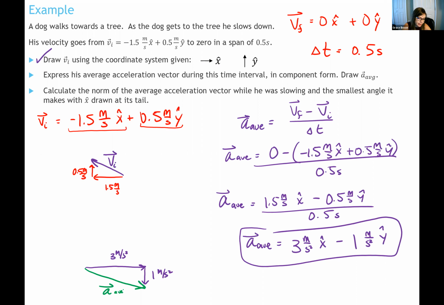All right, and then this last part of it says to calculate the norm of the average acceleration vector while he was slowing down and the smallest angle it makes with x hat drawn on its tail. So to do this one, I'm going to go to another page. I'm going to recopy my average acceleration vector in component form. And I want to find the norm and the smallest angle it makes with x hat. So that angle is also known as alpha.